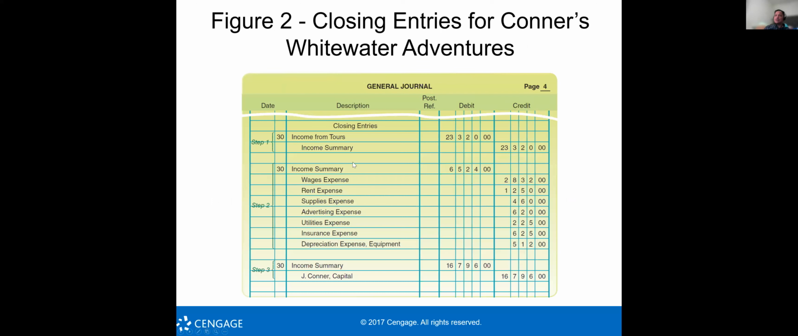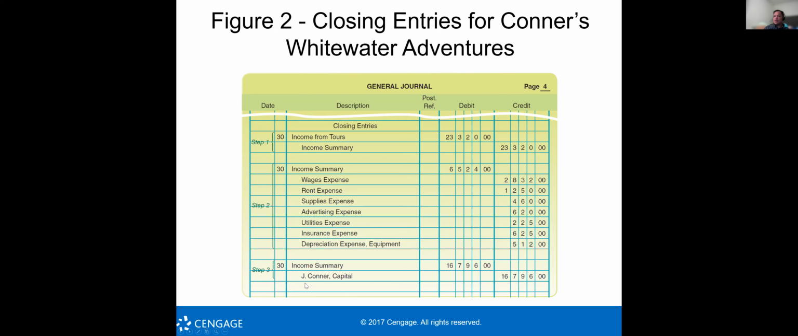So this is how it looks in the journal entry format. Your general journal shows the debit to income from tours, or revenue, and credit to income summary to close the revenue account. That's step 1. Step 2 is debiting your income summary and crediting all your expenses to close your expenses.